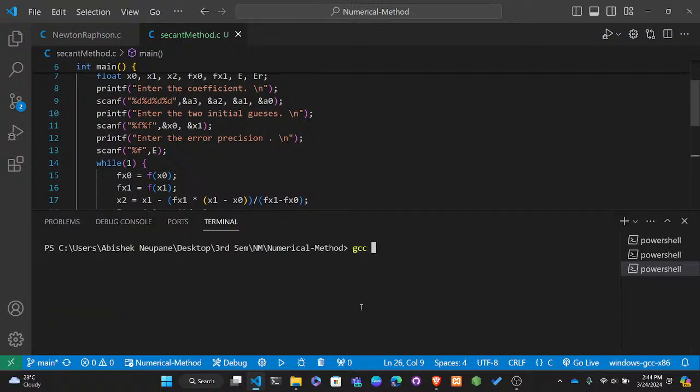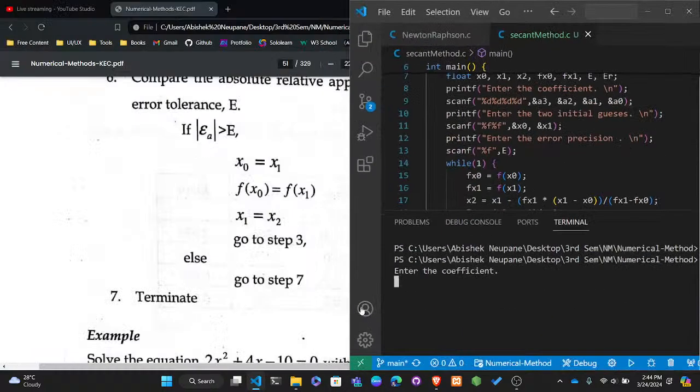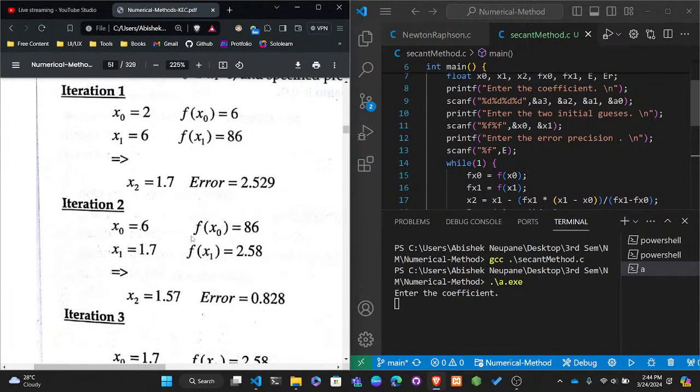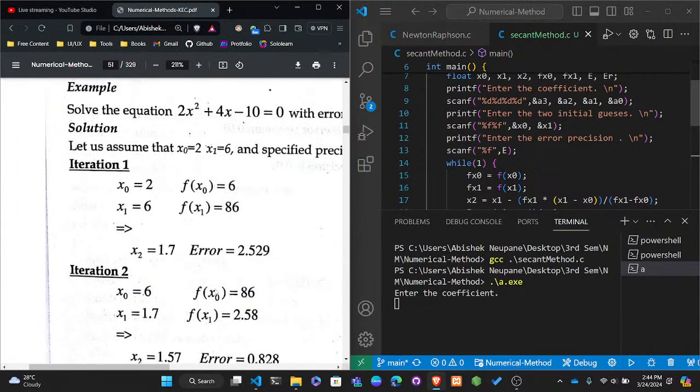GCC secant method.c. Okay, there is no error. That's great. Okay, let's input this program and see whether our answer will be correct or not.